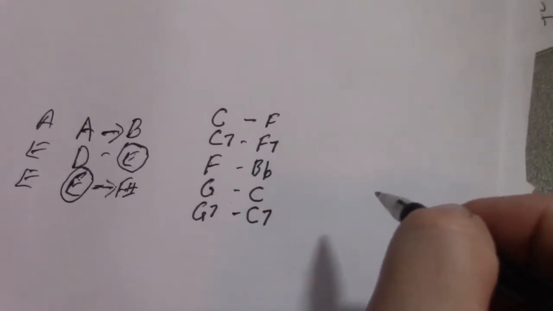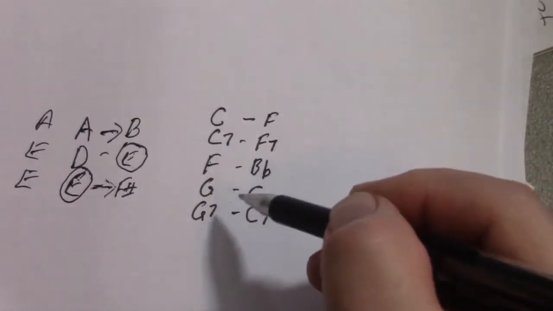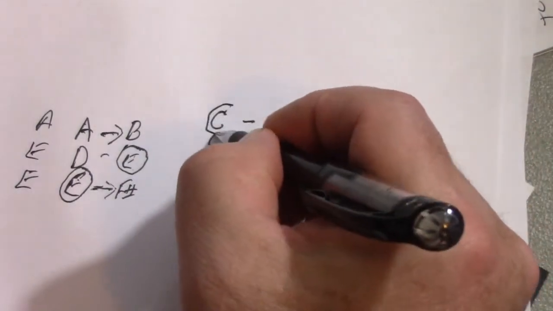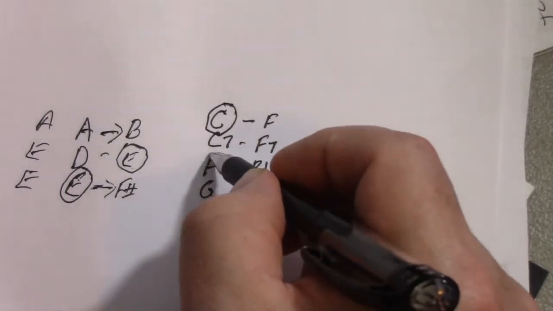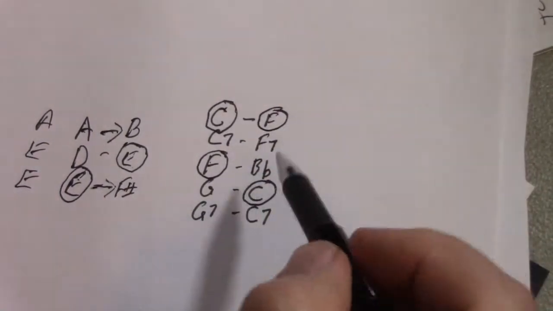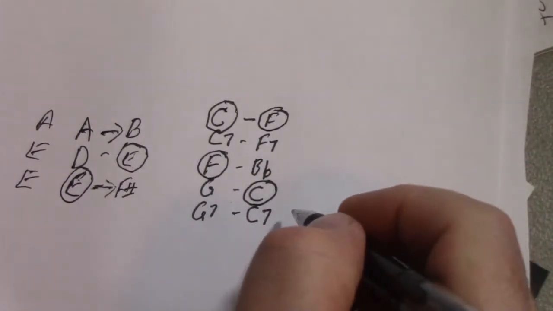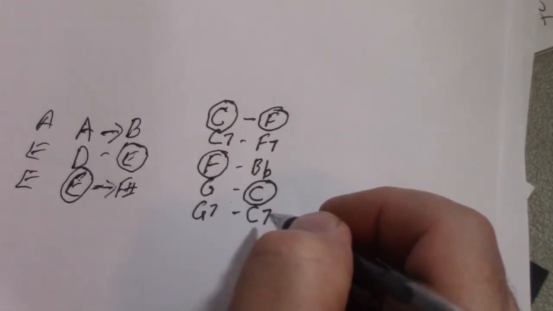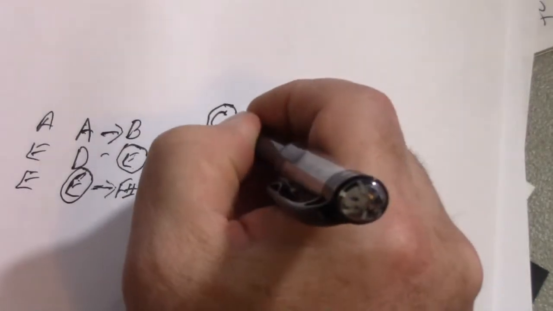Alright, so now, again, first thing we do is figure out if we've got any of these that are in both sets, any chords that are in both sets. So I've got a C here and a C here. And I have an F here and an F here. Oh, and I've got a C7, I'm sorry, yeah, I've got a C7 in both spots. I've got a C7 here and a C7 here.